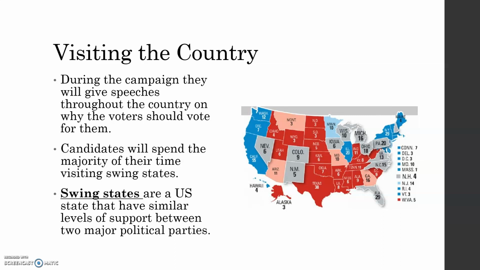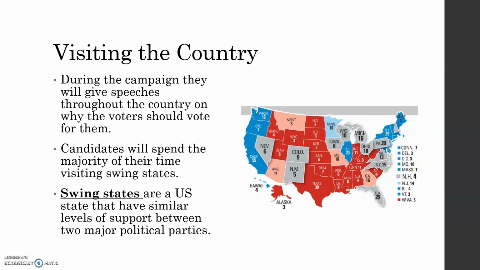If you notice on that map, everything in red is a Republican state, everything in blue is a Democrat state, and everything in gray is something known as a swing state. Swing states are just like a swing. They can swing left, they can swing right. They could be blue, they could be red. It just really depends on who the candidate is.